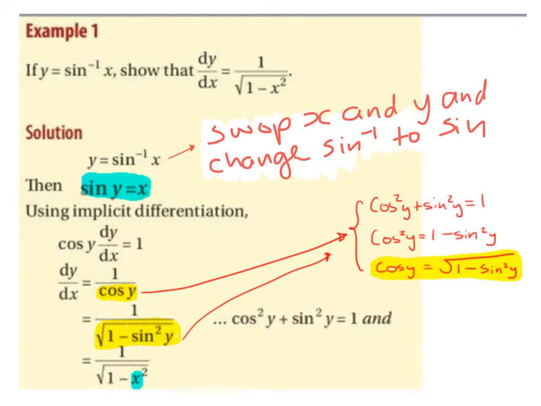And then we just rewrite using sine y in place of x. So we said here at the start that sine y is equal to x. So therefore sine squared y we can swap for x squared. So now we have dy/dx equals 1 over root 1 minus x squared, which is what we wanted.